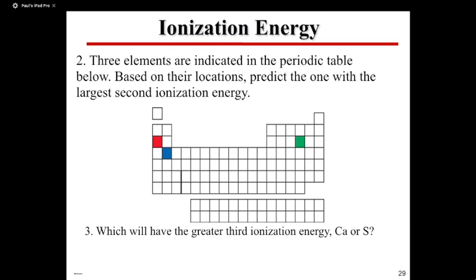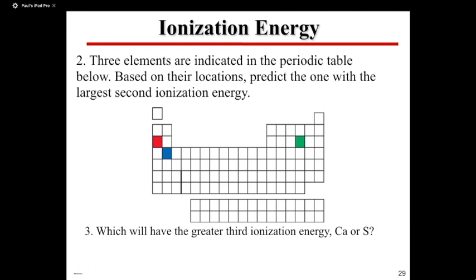How many people think green has the second largest ionization energy? Nobody? How about blue? Nobody. How about red? All right, I got about 50% of hands. I'm not too sure, but yes, it is the red one. Its first ionization energy takes its valence electron. To take the second one away, you have to get into the core.